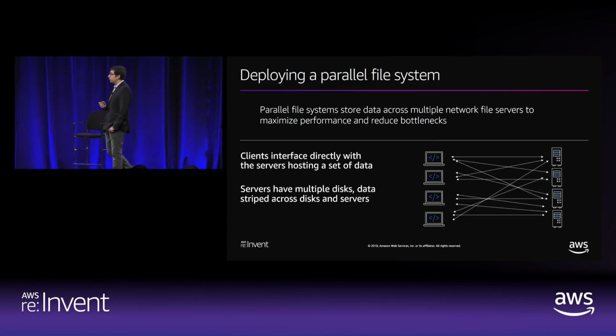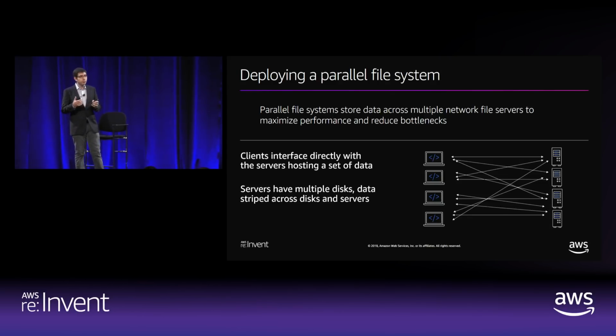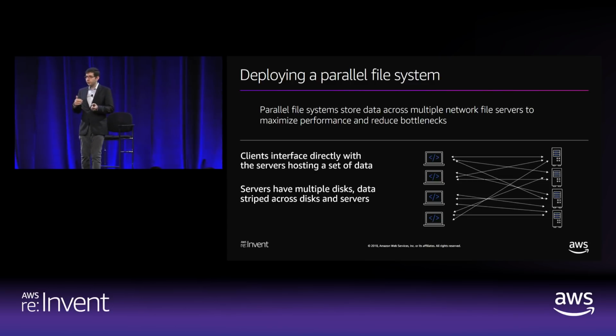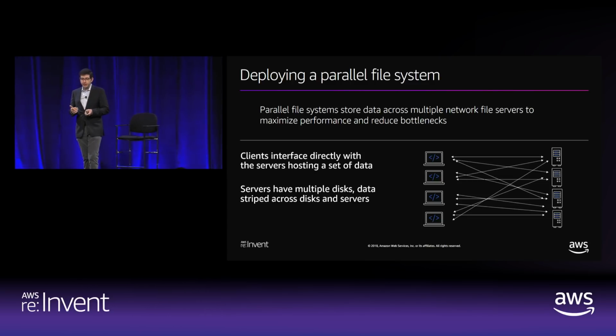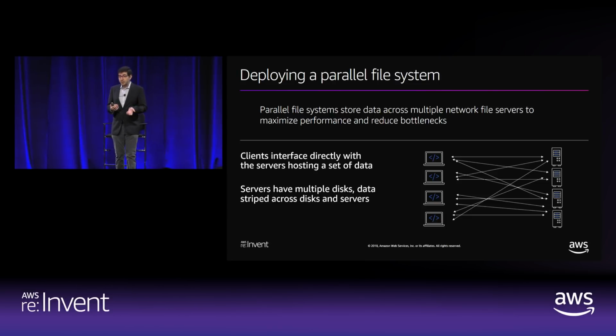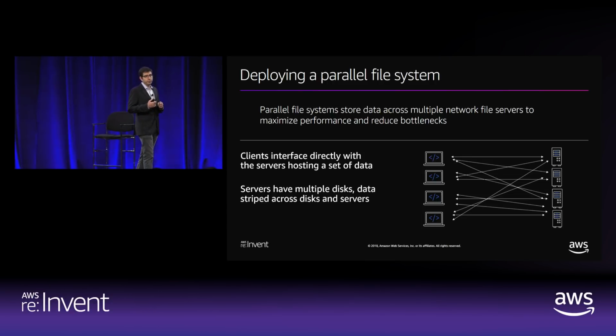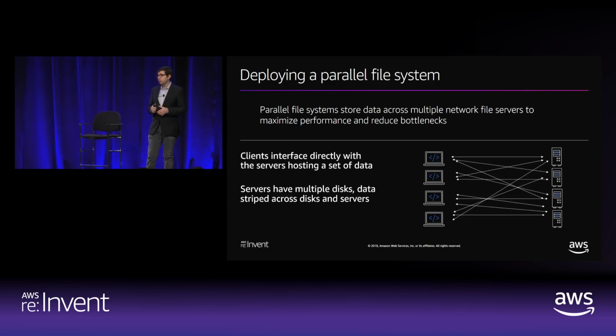And most shared file systems that are deployed for these compute-intensive workloads are what we call parallel file systems. With a traditional file system, you'll have a single file server that all of your compute nodes connect to, and that ends up becoming a bottleneck, so you can't really get the high levels of throughput that you need for these workloads. Parallel file systems exist to solve that problem. What they do is store data across multiple file servers to maximize performance and reduce bottlenecks.